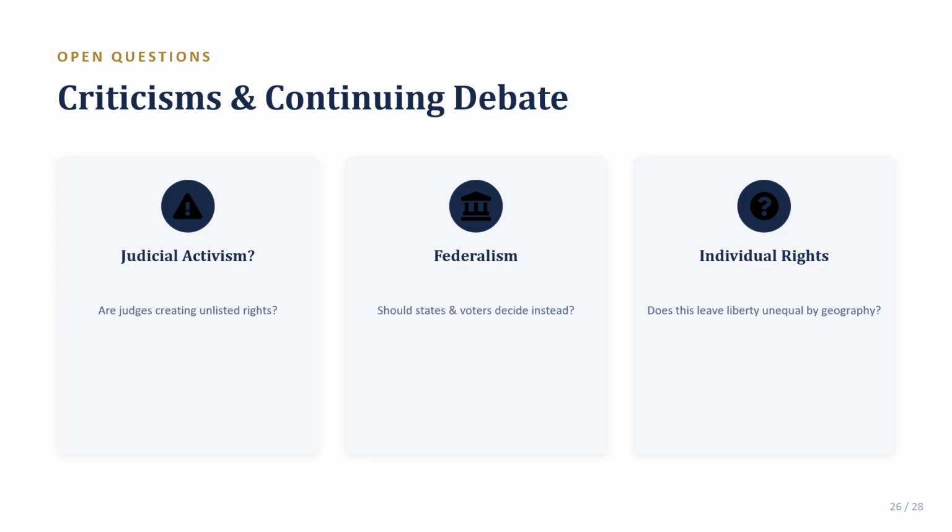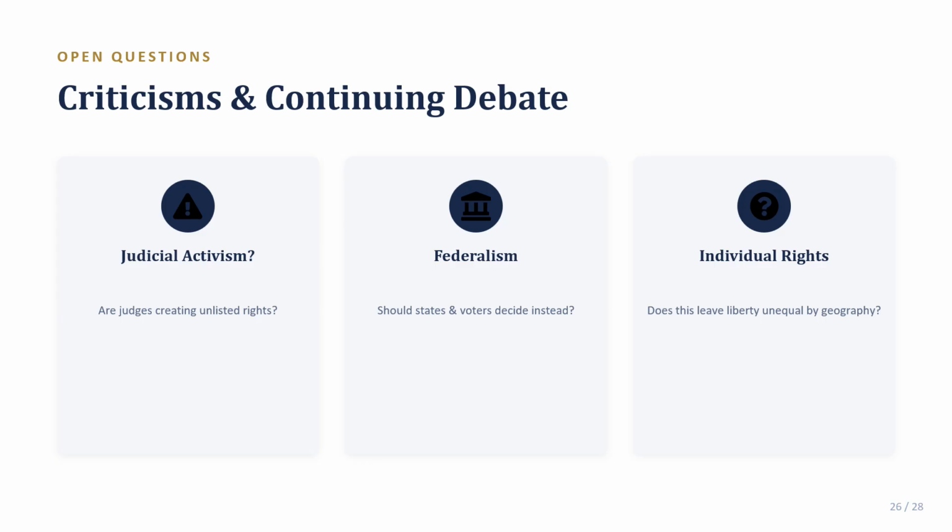And that's precisely the structural shift that Dobbs itself accomplished, when it returned abortion regulation to the state legislatures. And in some states, it was also returned to direct ballot initiatives. But proponents of that shift argue it better respects democratic self-governance and allows different states to reflect the differing values and preferences of their own populations. Critics of the same shift, though, argue that fundamental rights shouldn't depend on which state a person happens to live in. Which brings us directly to the third question, and that's individual rights and geographic inequality.